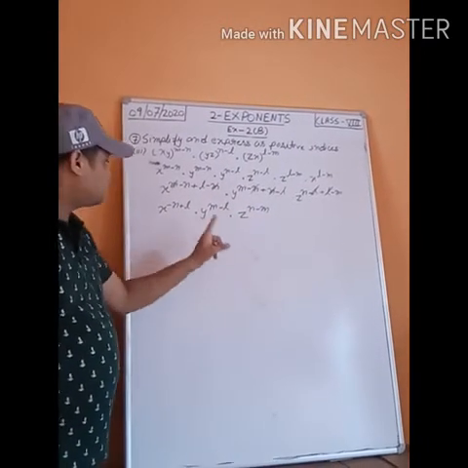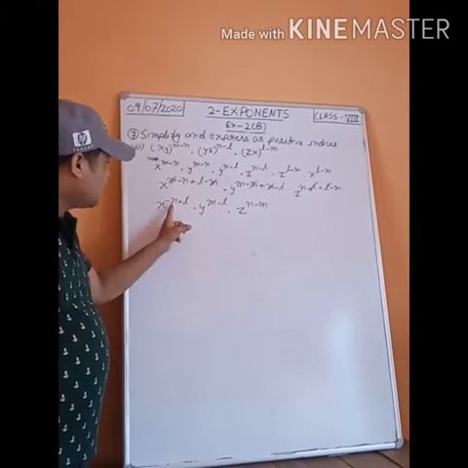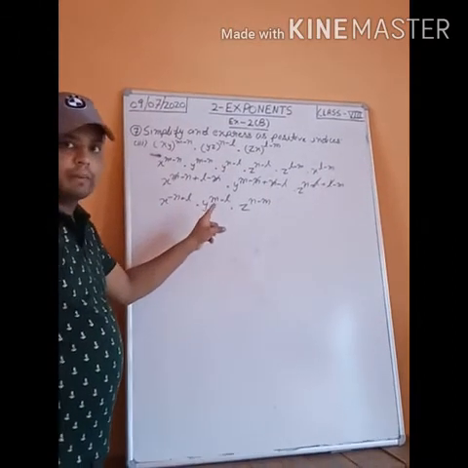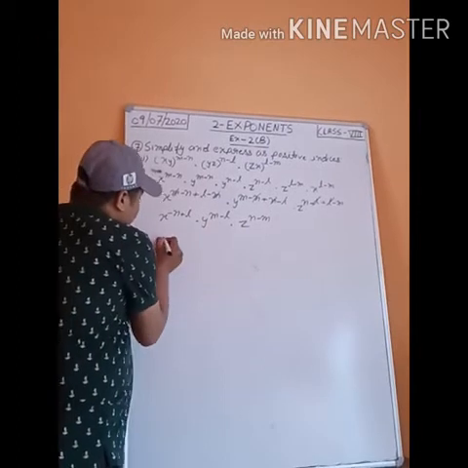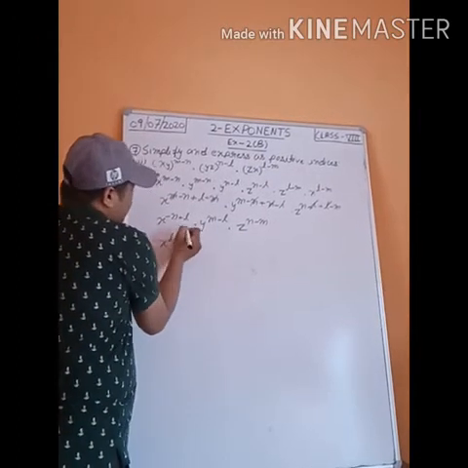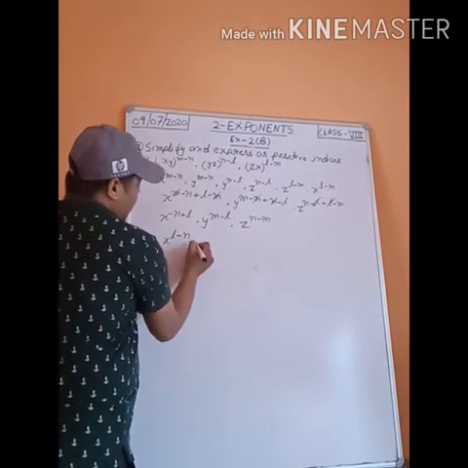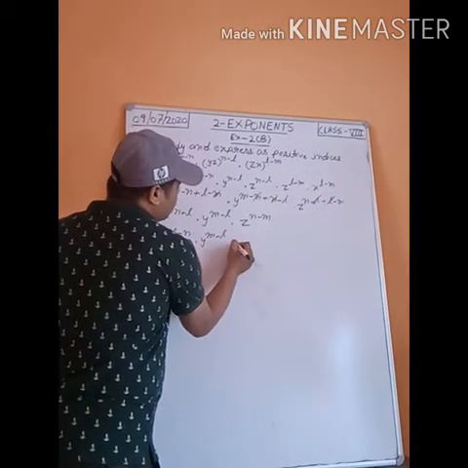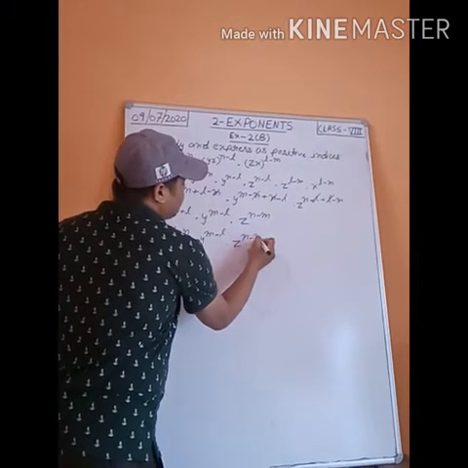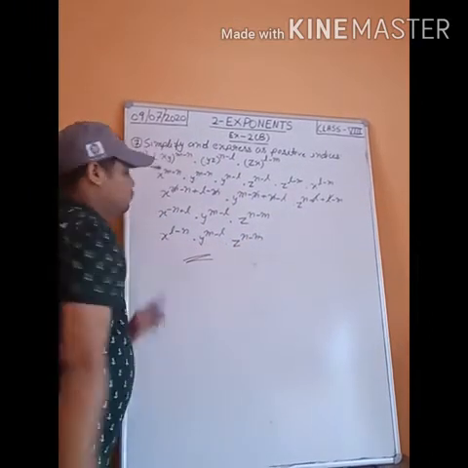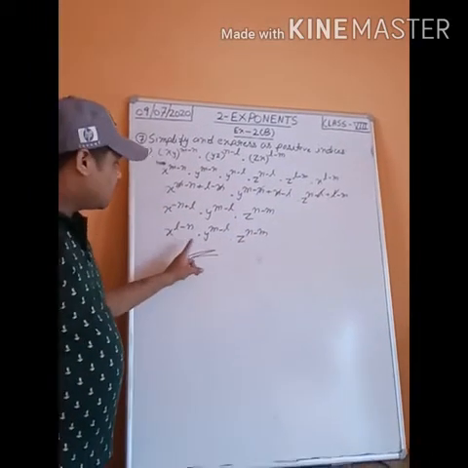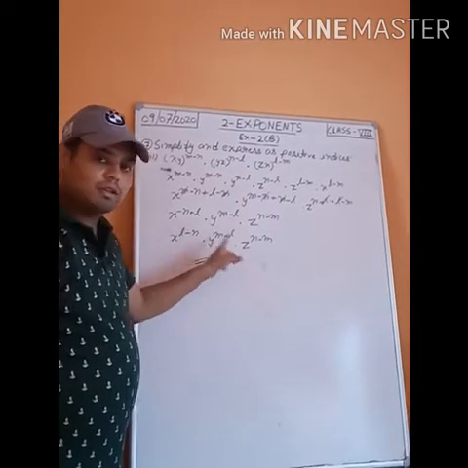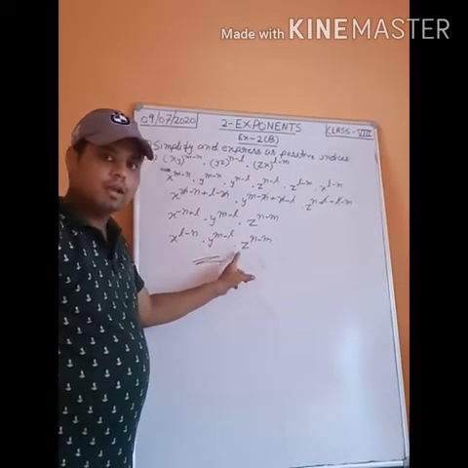But what is better? Take this minus n after l, it is better, so we will take that. So l is positive, then minus n. Then multiply y, m minus l. Multiply z, n minus m. So the answer is x raised to the power l minus n multiply y raised to the power m minus l multiply z raised to the power n minus m.